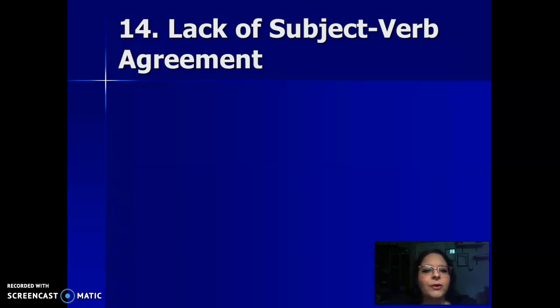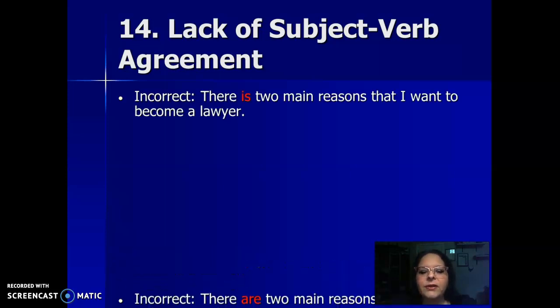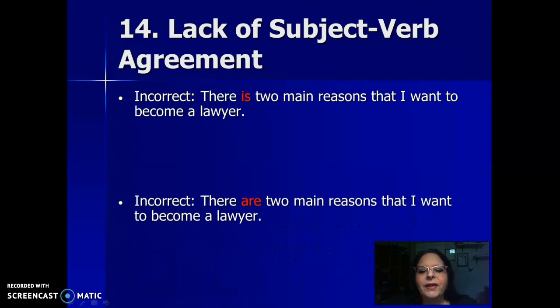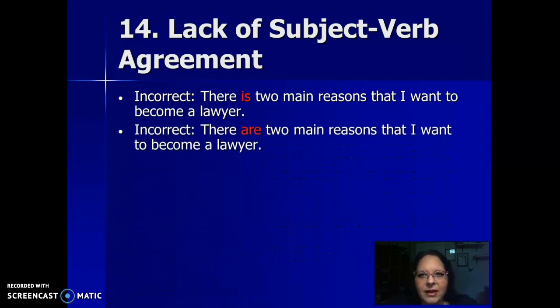Lack of subject-verb agreement. Okay, so there's two main reasons that I want to become a lawyer. There is may sound fine, but the there is not your subject. It's the reasons. Reasons is? No, reasons are. So there are two main reasons that I want to become a lawyer. I usually tell my students avoid the there are statements, because if I say there are 12 students in this class, they're not doing anything, they're just there. But if I say 12 students in this class are listening intently, now they're actively doing something instead of just being there.